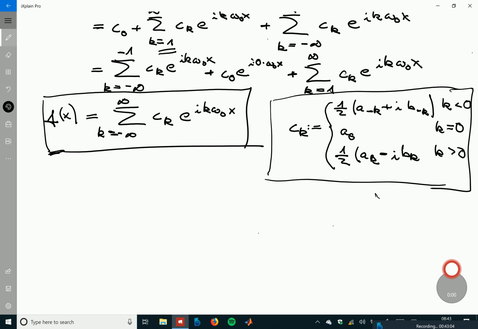Yep. I don't know if this is related, but k can never be a fraction between -1 to 1. Sorry, what? K can never be a fraction. No, that's a good point.